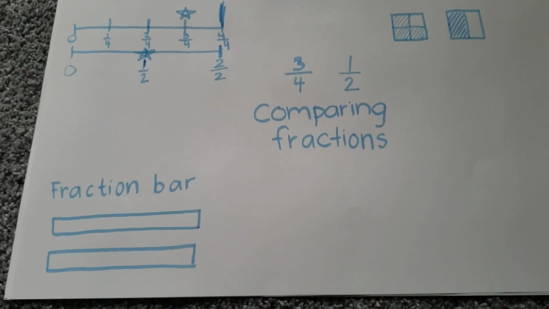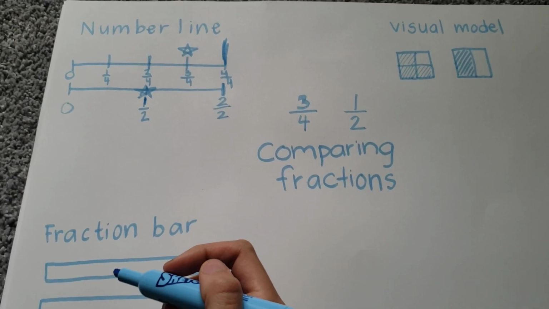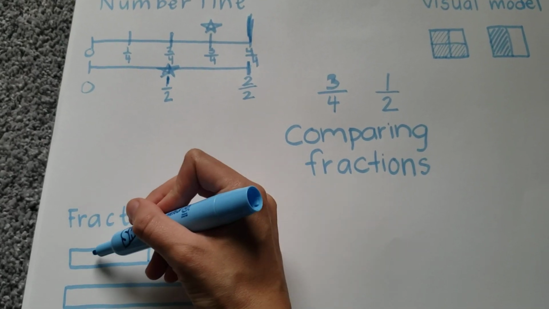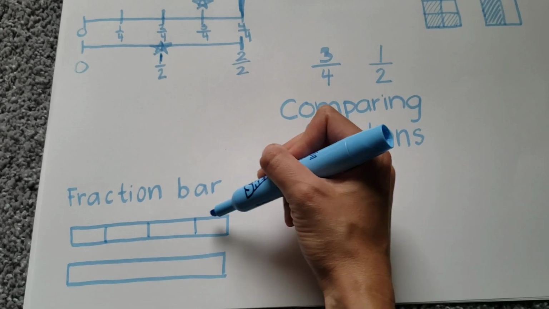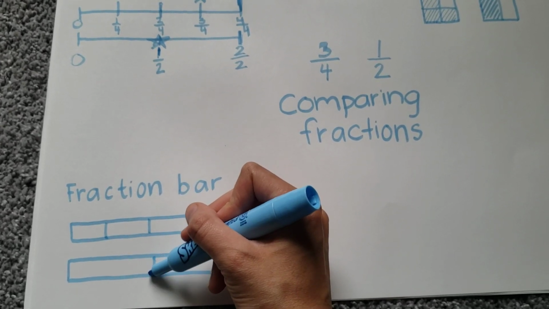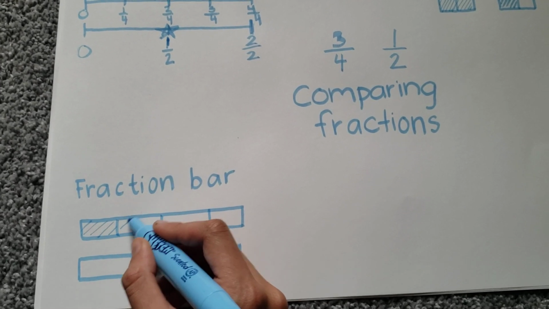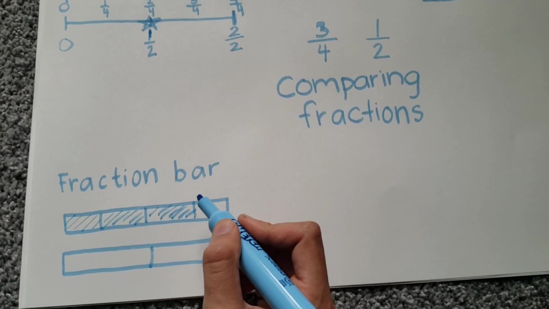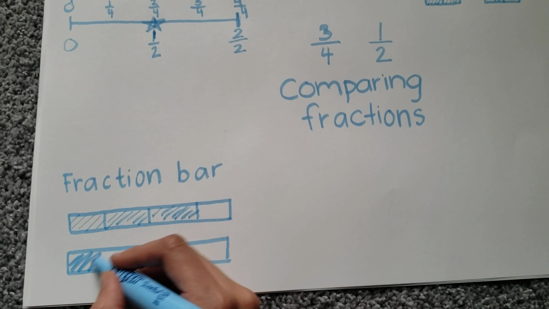I'll also model it using a fraction bar. I'm going to break the first fraction bar, or partition the first fraction bar, into 4 equal parts. 1/4, 2/4, 3/4, 4/4. The second fraction bar I'm going to just break in half. And I can shade in the fraction bars neatly. 1/4, 2/4, 3/4 is colored in. My next fraction bar is going to represent 1/2.